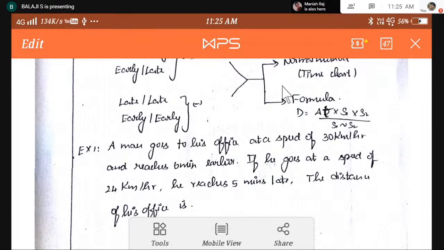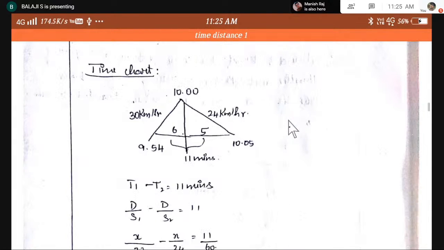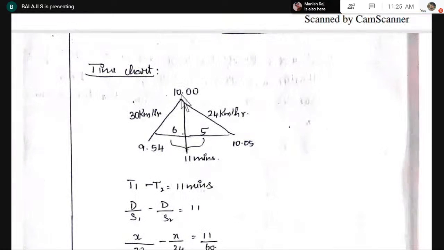First let's solve this sum in the normal method, that is the time chart method. Suppose that person daily goes to the office at 10 a.m. Now he travels at a speed of 30 kilometers per hour and is earlier by 6 minutes. That is, at 9:54 a.m. he has reached the office. But if he travels at a speed of 24 kilometers per hour, he is late by 5 minutes. That is, he reaches the office at 10:05.